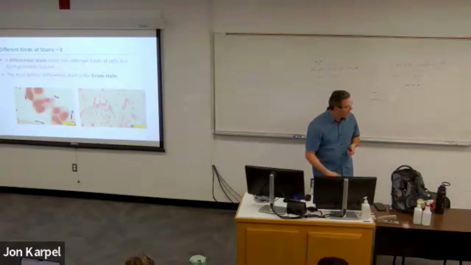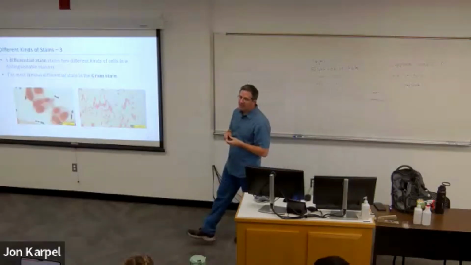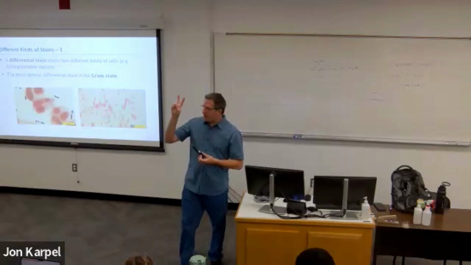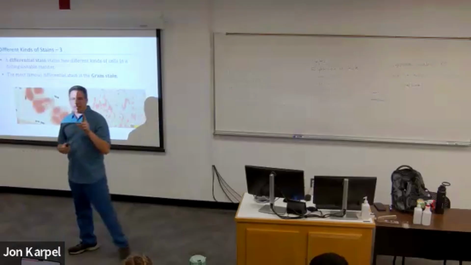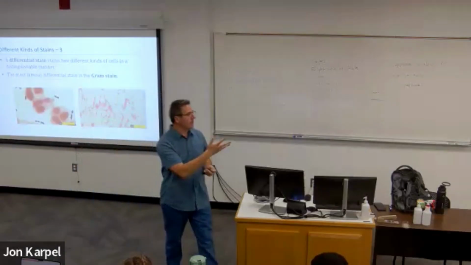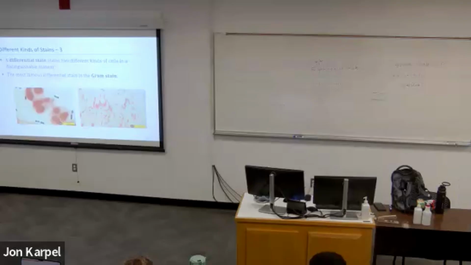So what do stains do for us? What do you think? There's a couple things. They add contrast. Add contrast and kills the cell. Could it stain particular structures? Probably a third. Yeah, so sometimes it stains particular structures, sometimes it doesn't.